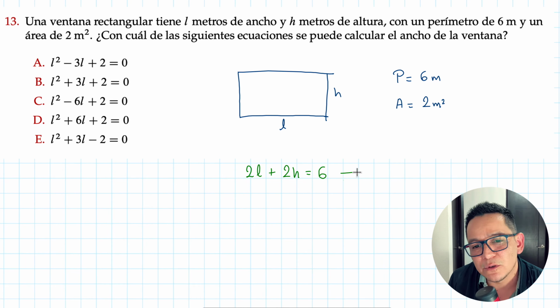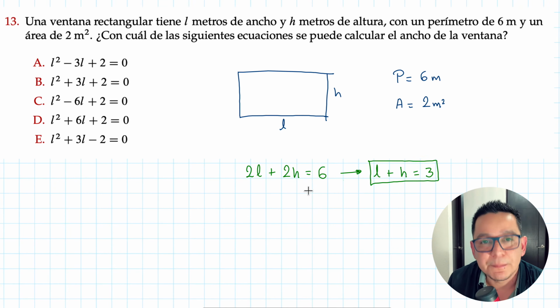Would you agree with me that here I can immediately divide both the left and right sides of the equation by 2? If we divide by 2, then here I would have 2L divided by 2, that's equal to L, plus 2H divided by 2 is equal to H, and this is equal to 6 divided by 2, which is 3. All right, now we already have a little equation that will help us.